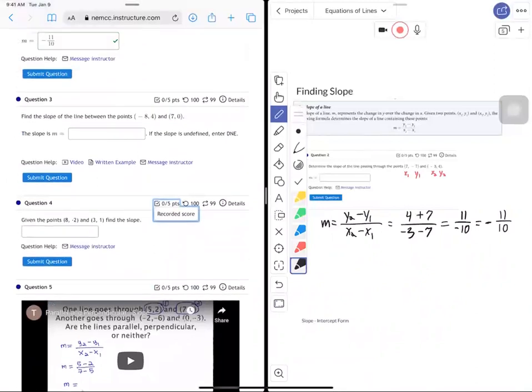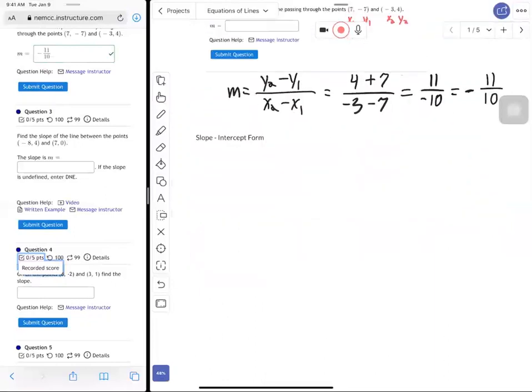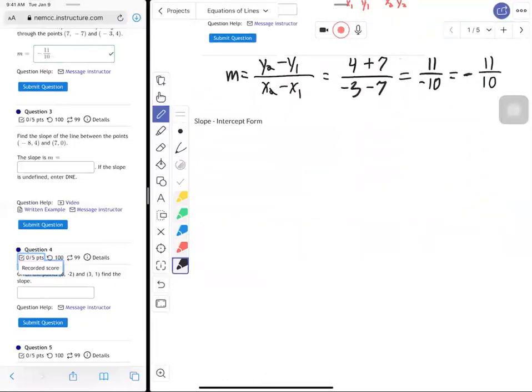Now, before we move on to something else, I want to show you something about finding slope if you don't have 2 points. If you have the equation instead of your coordinate pairs, if we have something called slope-intercept form. Slope-intercept form is written y equals mx plus b. And in this form, m is the slope and b is the y-intercept.